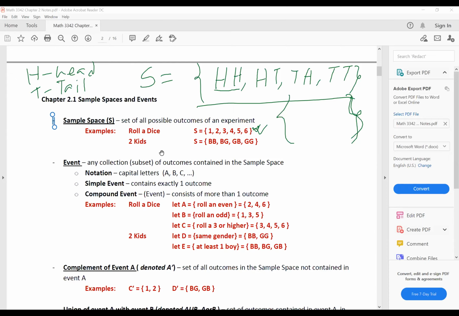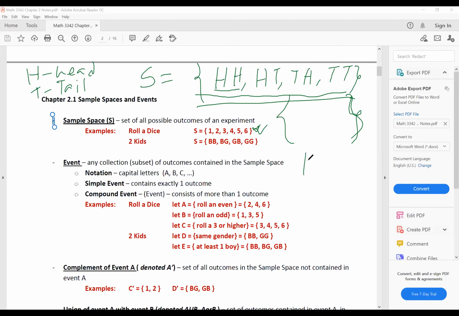So what is an event? An event is any collection of outcomes from the sample space. So if you collect any outcomes and write them as a set, then it will be called an event. For example, consider the first experiment, where we tossed a coin twice. In this case, the sample space is this one. Events are denoted by capital letters A, B, C, D, E, F. So you can denote events with these letters.